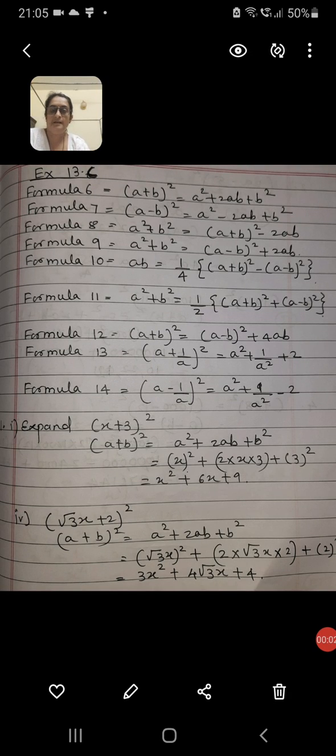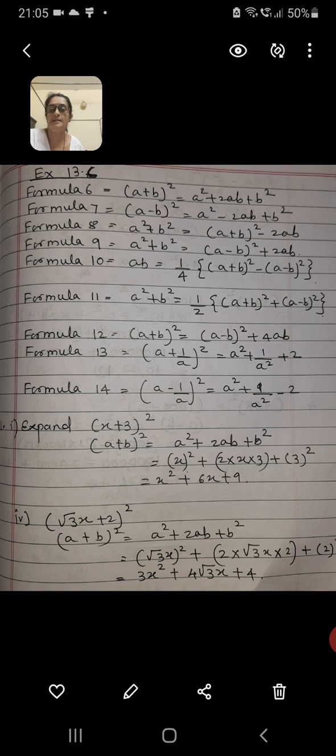Hello children, today we are going to start with the 13C exercise where we are going to learn a few more identities. Hope you understood the first 5 identities, you know how to use them. Now let us learn the next one, that is formula 6, that is a plus b the whole bracket square. The answer is a square plus 2ab plus b square.